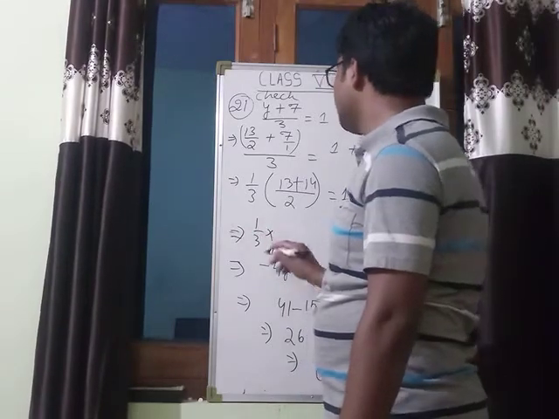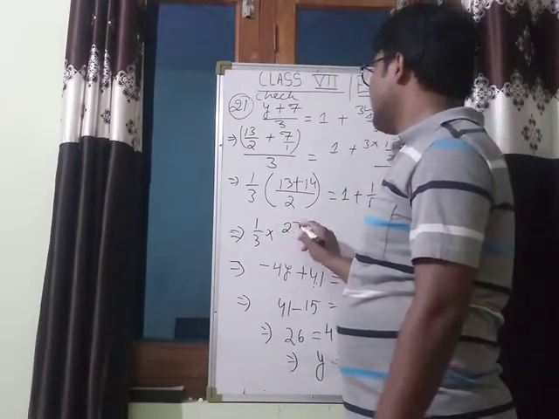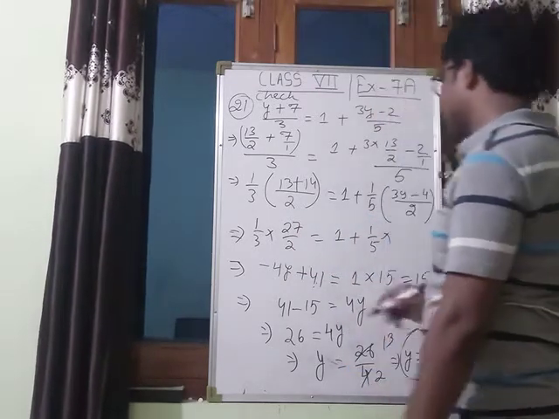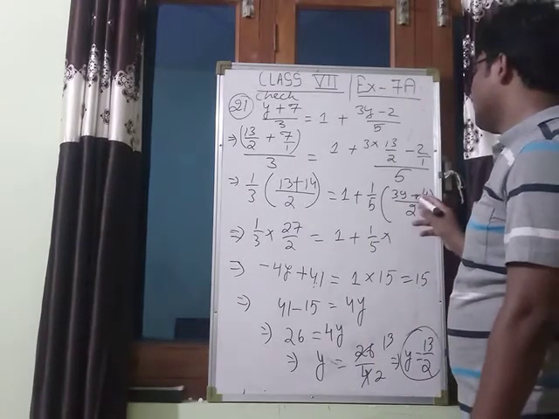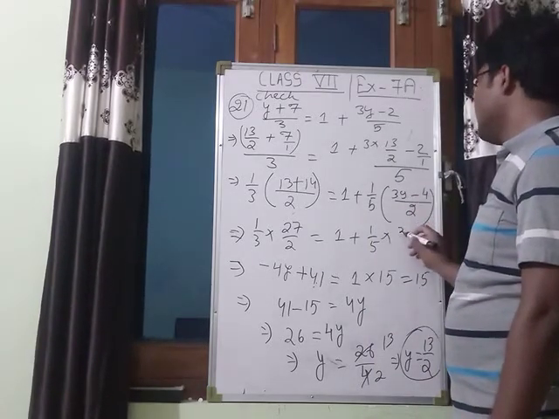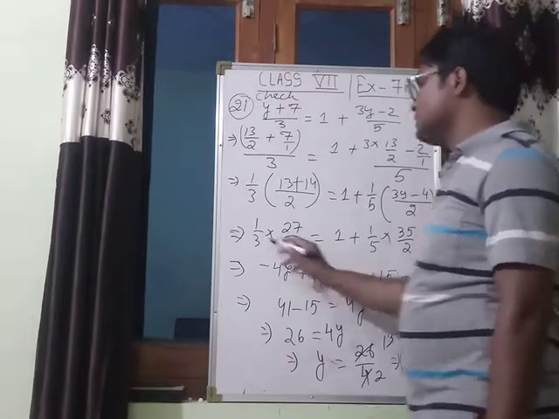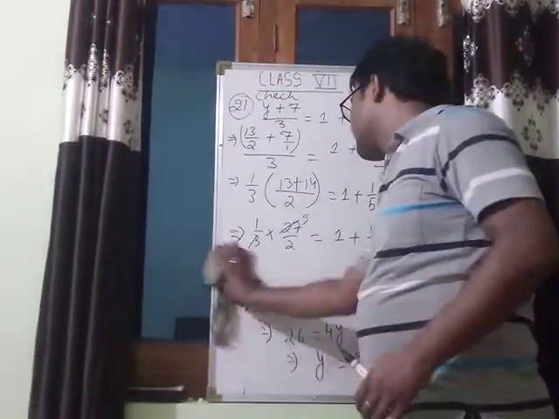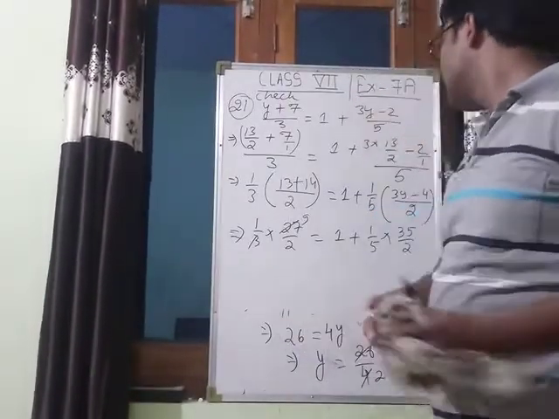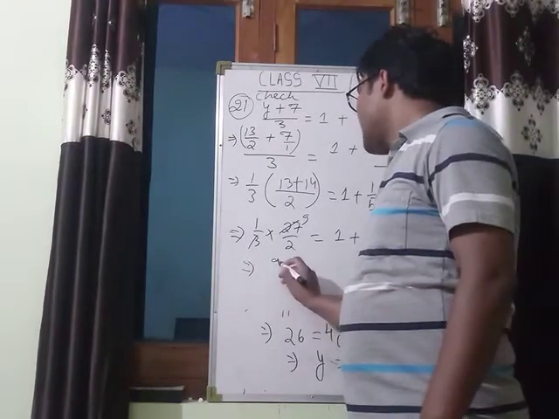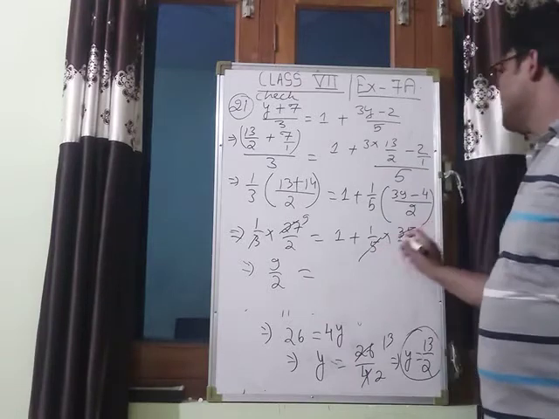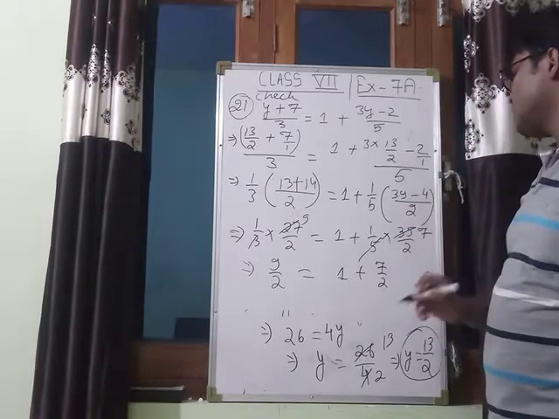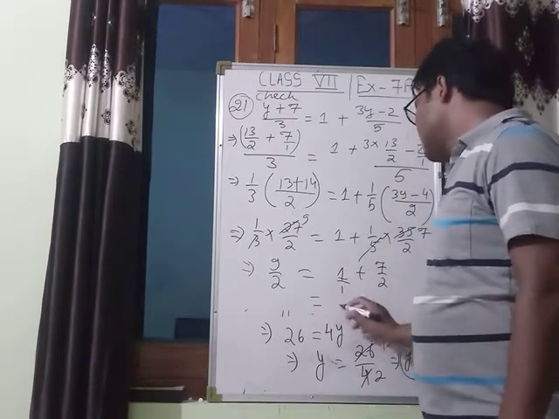So it will become 1 by 3 into 27 by 2, equal to 1 plus 1 by 5 into 39 minus 4, 35 by 2. See, 3 times 9 is 27. So our left side will become 9 by 2. And the right side, see, 5 times 7 is 35. So it will be 1 plus 7 by 2. Okay. So what will be the LCM here?